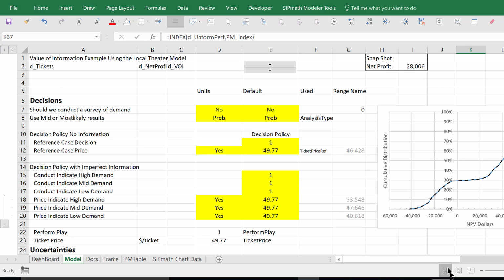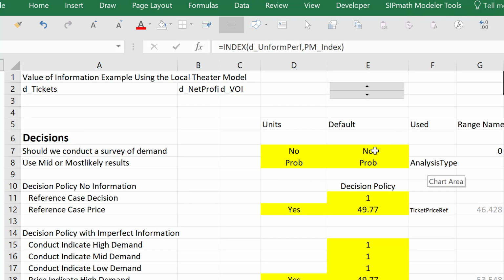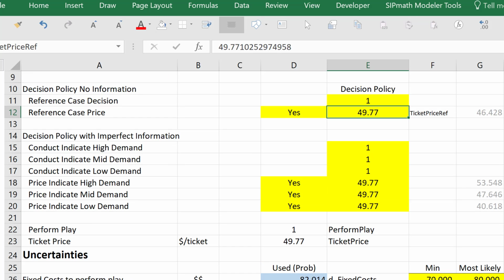Here's the top of the model sheet. We have a lot of decisions to make. We have to decide whether we're going to conduct a survey or not. In the reference case, we do not conduct a survey. The model is set up to do both probabilistic and deterministic. We'll just stick with the probabilistic for now. And we have a decision policy with no information. Basically, what we're trying to do here is to calculate the optimal ticket price when we have no information on the demand. These are used for the imperfect information. We'll talk about those later.